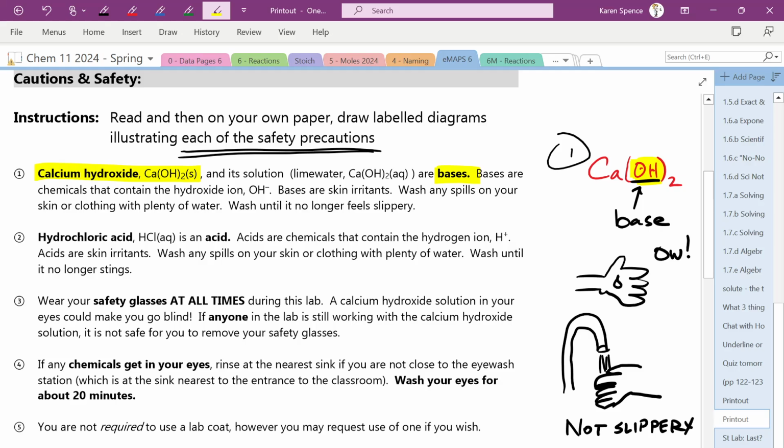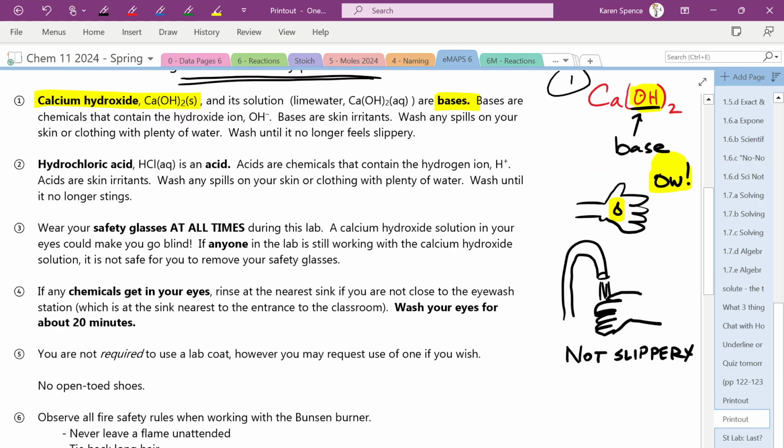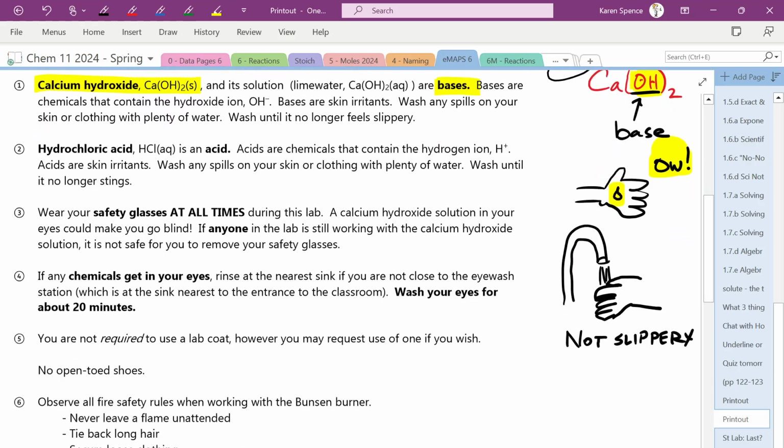Now, I don't know if you remember from last year, but what ion tells you that you have a base? The hydroxide ion. Okay, so we've got the OH ion there. That's a base. And bases are skin irritants. Oh, look. Ow. We have that base on us there. And what do we have to do? Rinse. We have to rinse until it feels not slippery. And that's my hand. I think there might be 5 digits on it. It kind of looks like a weird paw or a wing or something, but that's a hand. Yes, and you wash until it is not slippery.